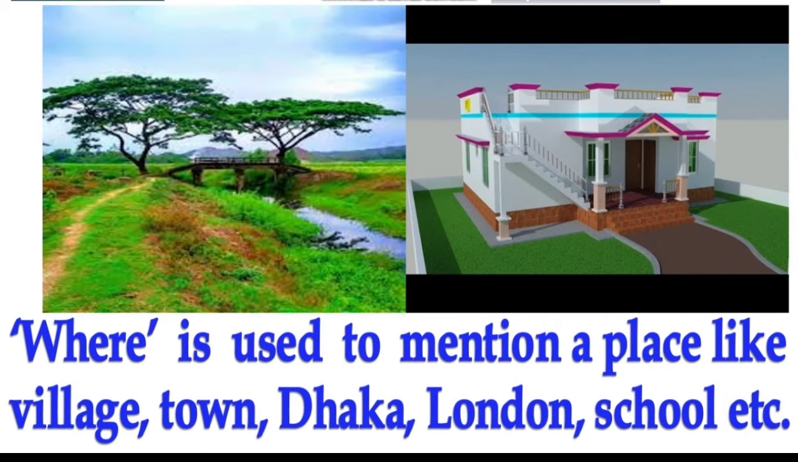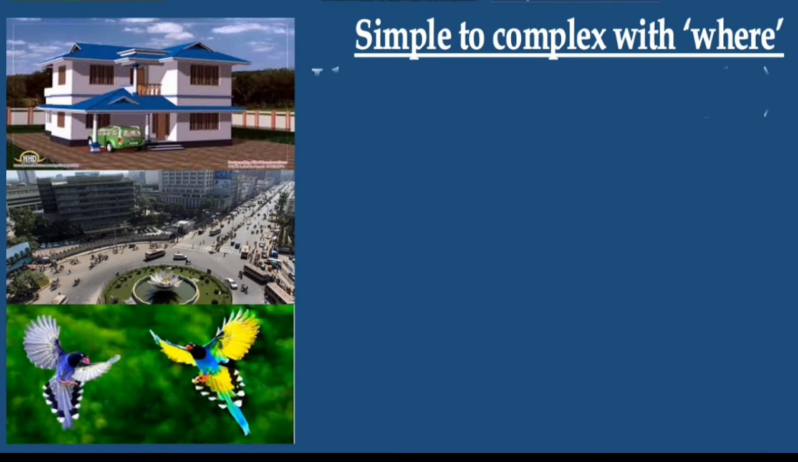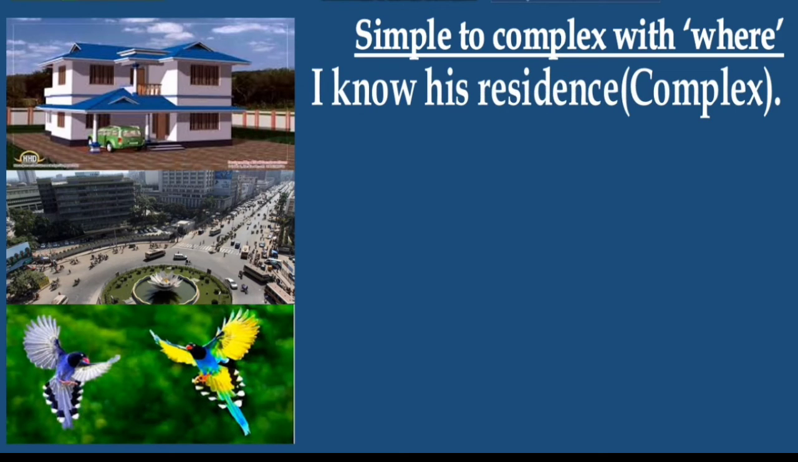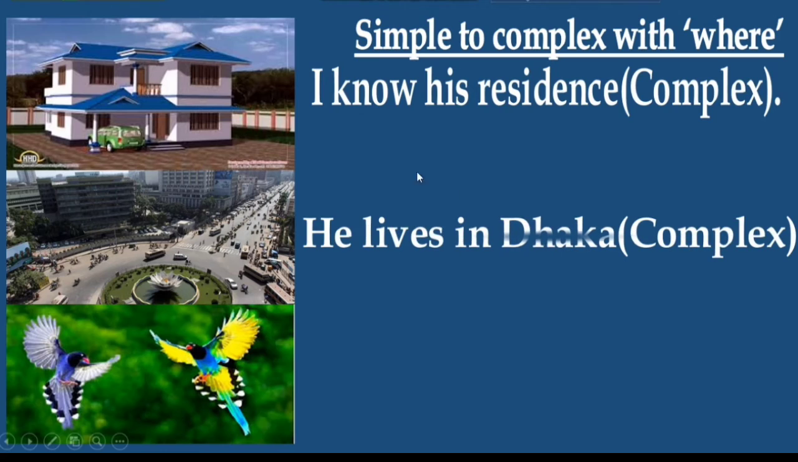Where is used to mention a place like village, town, Dhaka, London, school, etc. Simple to complex with where. I know his residence. My dear students, try to make it complex.